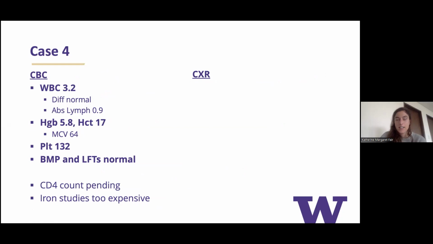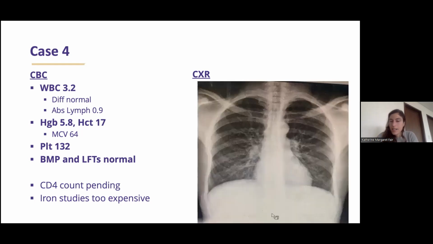It's really, really common to be this anemic on presentation, but he does have a white count of 3.2, absolute lymphocytes of 0.9. And the CD4 reagent wasn't quite available for this case. We don't usually send iron studies in the community. And we can be clued in from the MCV of 64, microcytic anemia. You're able to get a chest X-ray for this patient. So I'll give you a moment to review. And so we're thinking about a patient who's immunocompromised with some treatment, maybe evidence of worsening anemia along with a cough.